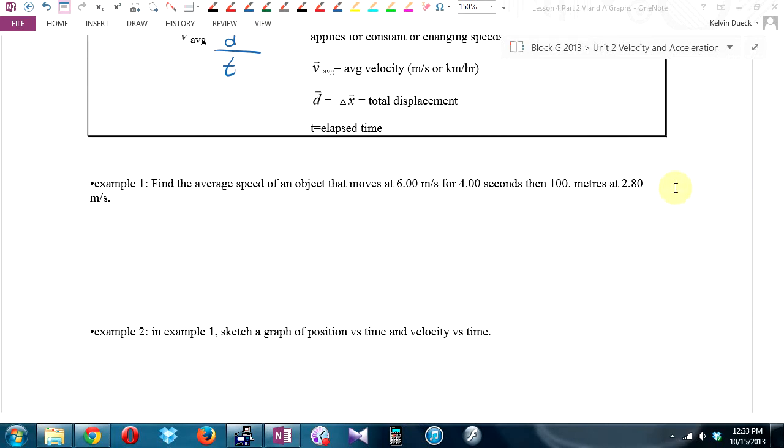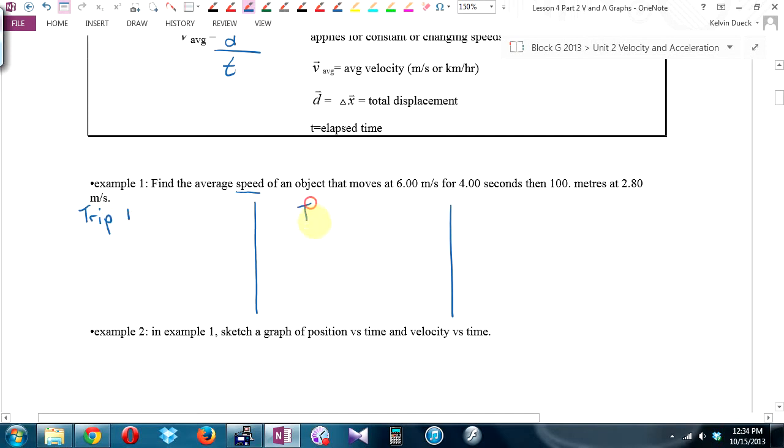What's this question asking me to find? So average speed, I'll underline that. And that's going to be total distance divided by total time. Trish, I notice here I seem to see 2 trips. See it? So I'm going to divide my page into 3. I'm going to call this trip 1, trip 2, and my totals.